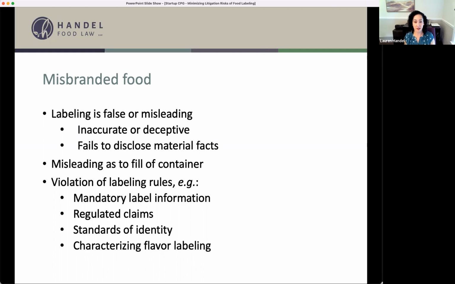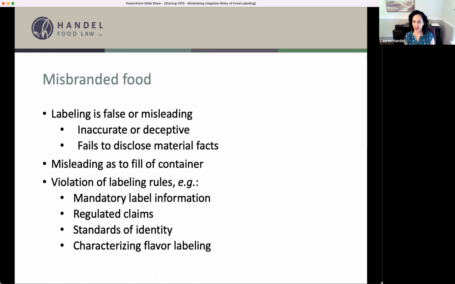So misbranding can be labeling that's false or misleading. That can be because it makes statements of fact that are inaccurate or that are deceptive. But it can also be what's not said. It can also be the failure to disclose material facts and things that the consumer would need to know about the product that you don't mention. Misbranding also can be packaging that's misleading as to the fill of the container, so as to the quantity of the product that's inside. If consumers see a really big package, but it's only a quarter of the way full, that could be a form of misbranding.